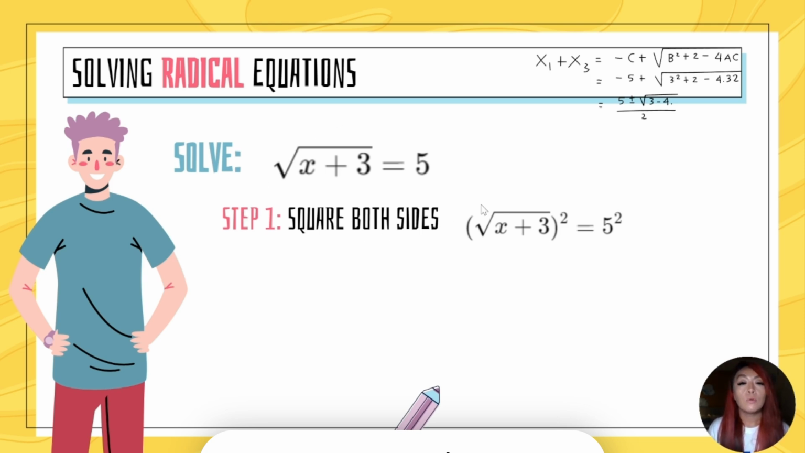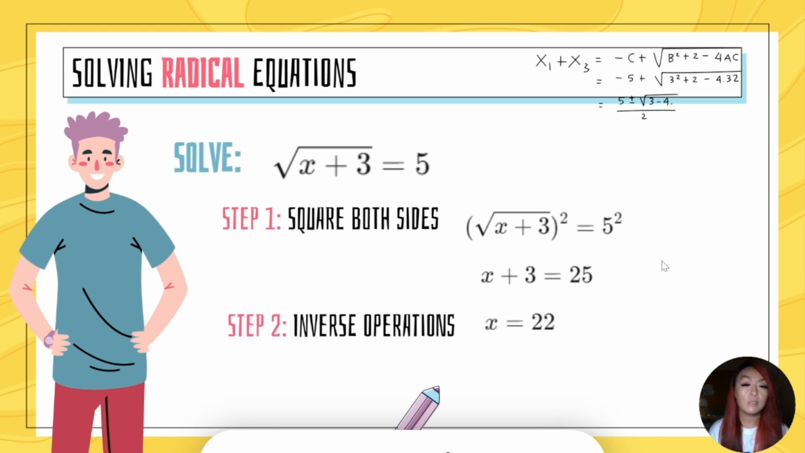So the square root of the sum of x and 3, squared, is x plus 3, and 5 squared is 25. And now we just use inverse operations, subtract 3 on both sides, and we get x equals 22. And that is our solution.